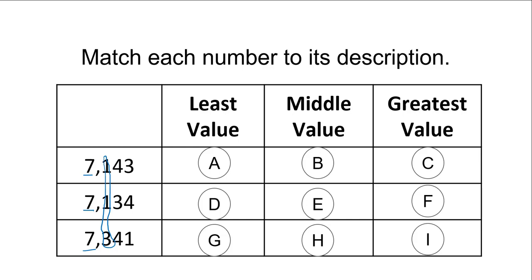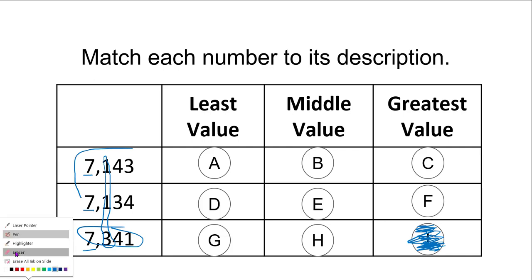All right, so what I see is there's a 1 in the hundreds place, a 1 in the hundreds place, and then a 3 in the hundreds place. Well, I can obviously see the greater number, right? It's the 3. So this is the greatest value, the 7,341, it has the greatest value. So I would bubble it over here to show the greatest value. Okay, now between the 7,100, let me erase this just to be sure that you can see it clearly.